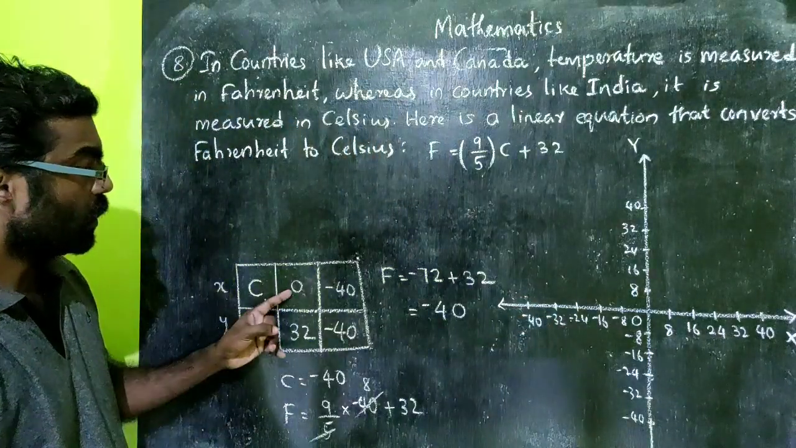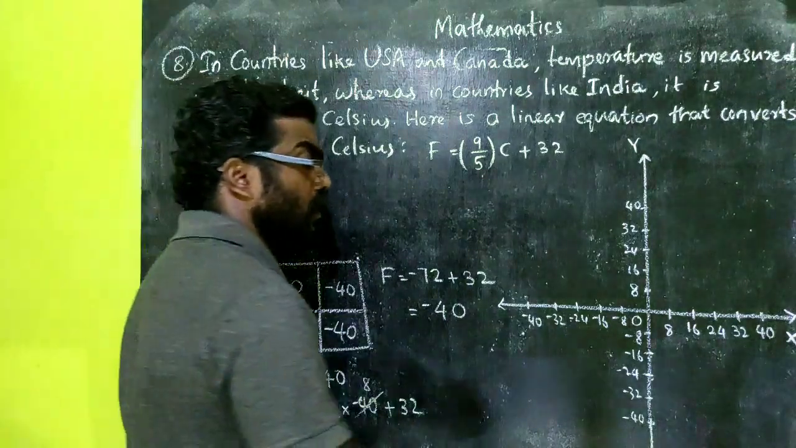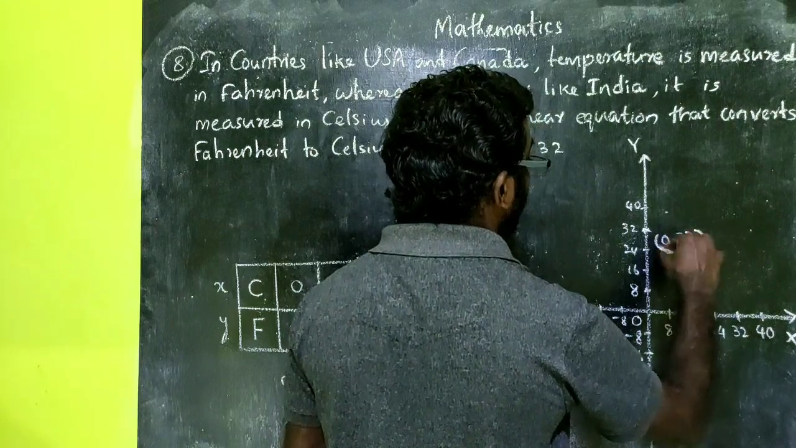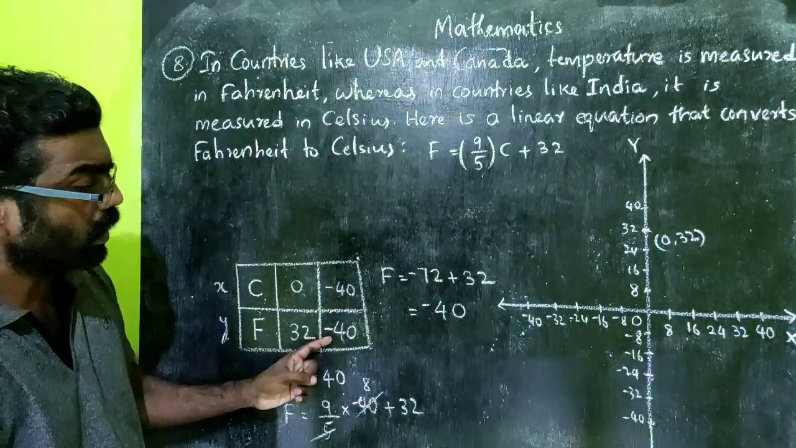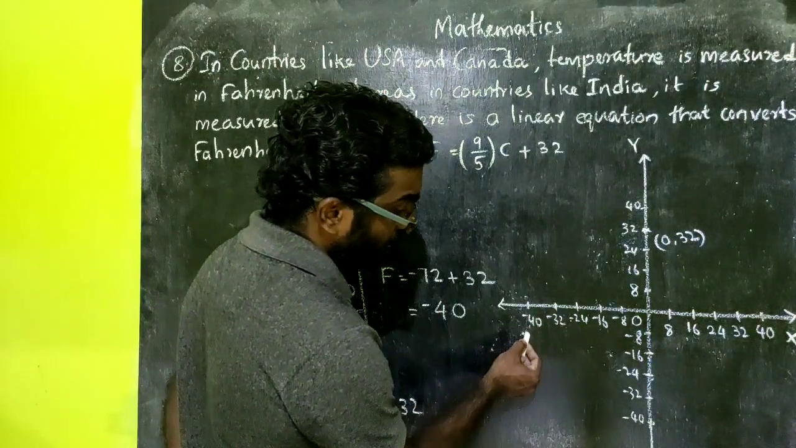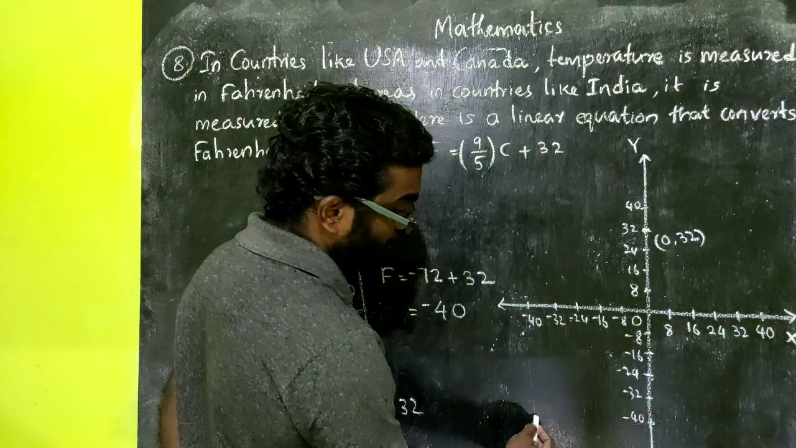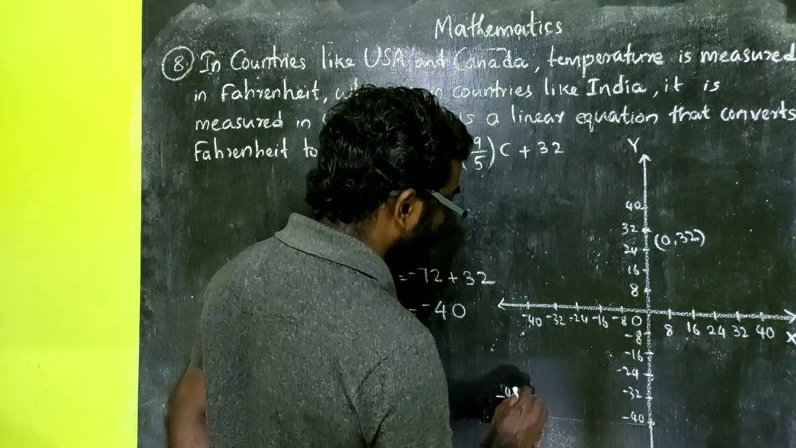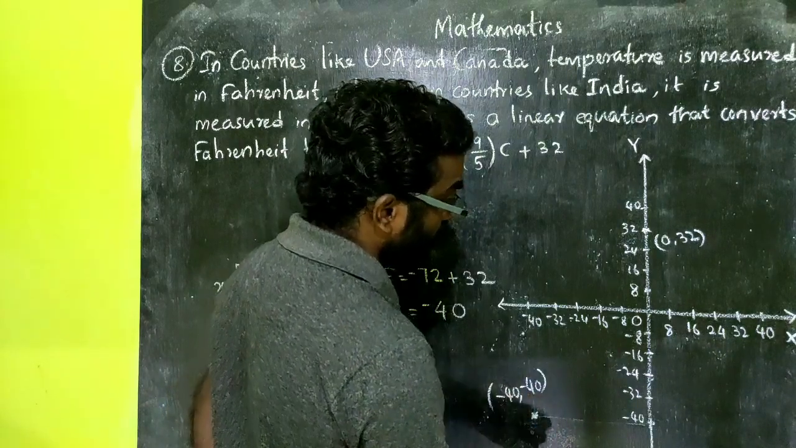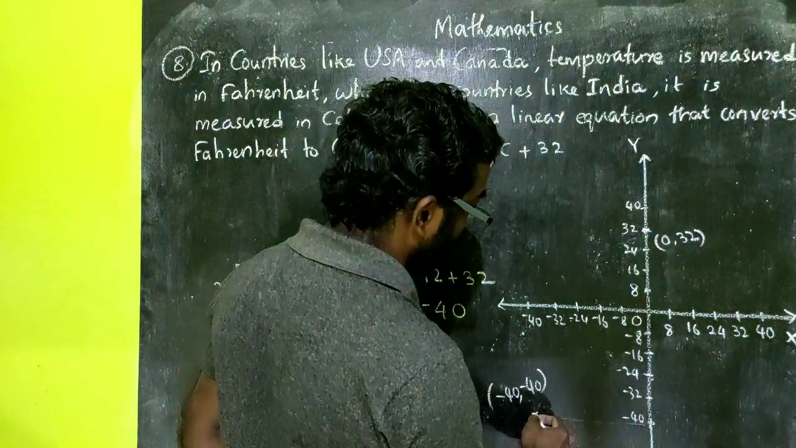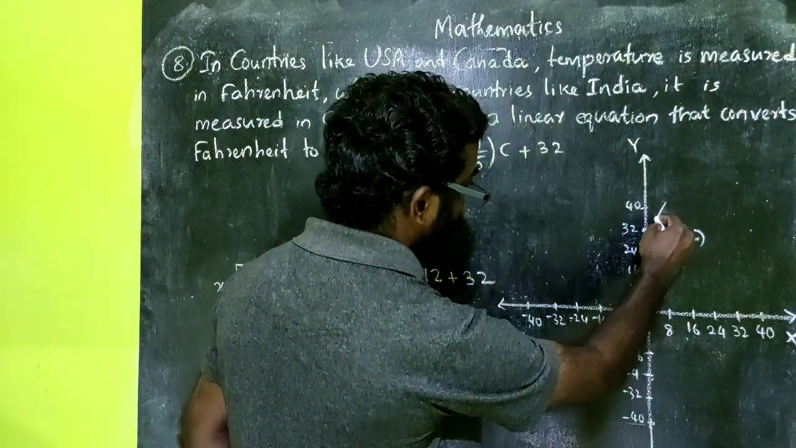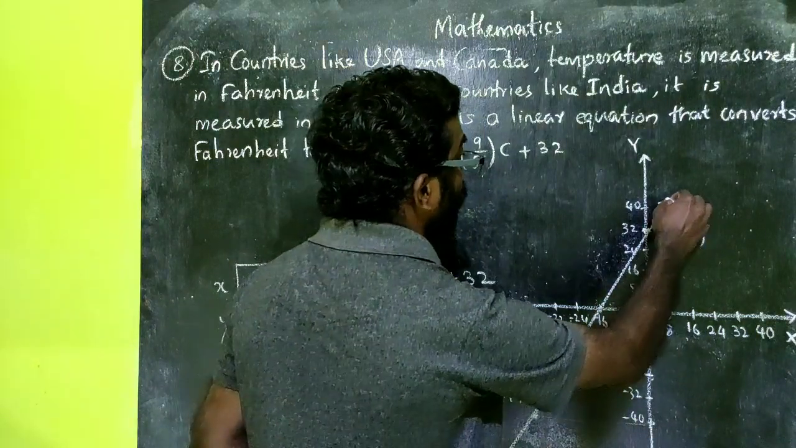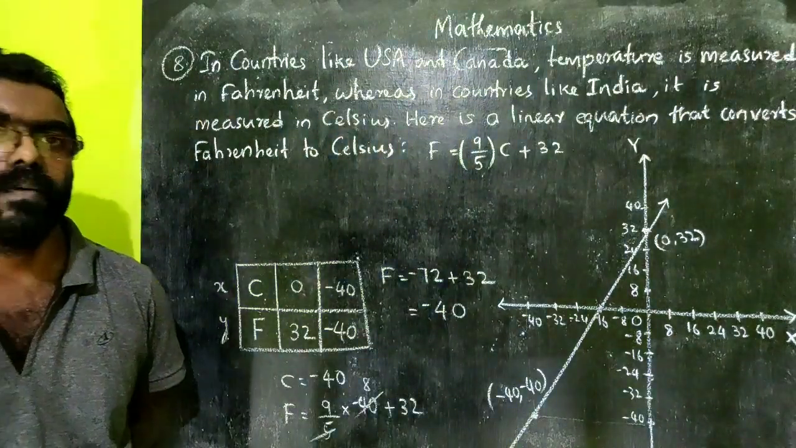Okay, first point 0, 32. So 0, here 32. And the next point is minus 40, minus 40. Here minus 40, then the corresponding minus 40. Here we can plot minus 40, comma minus 40. Now we can join these 2 points. So this is the required graph.